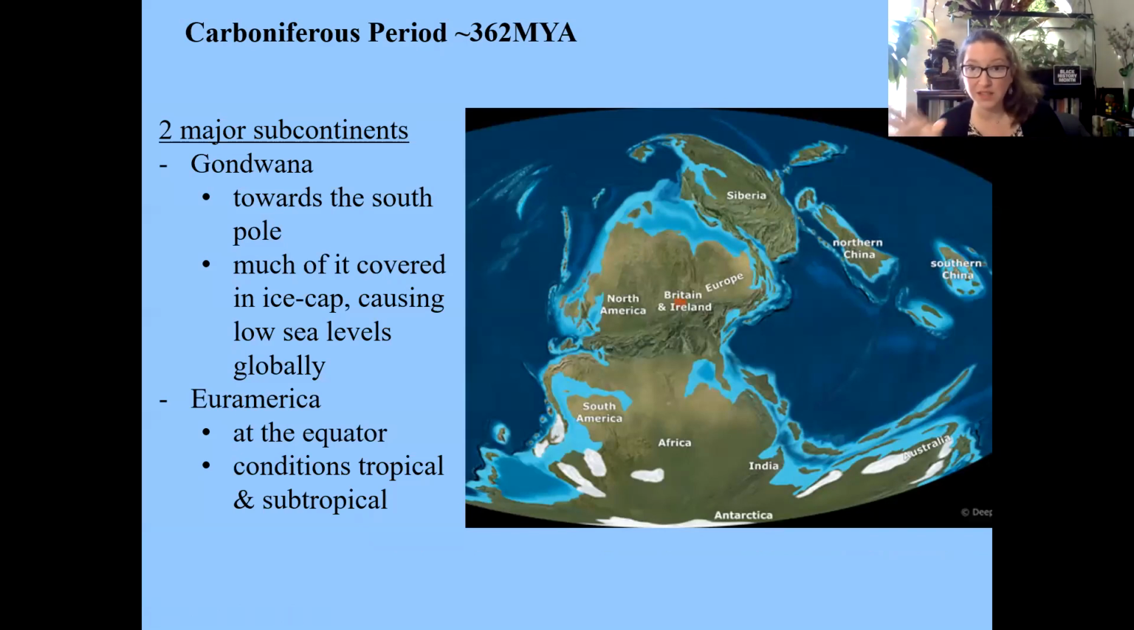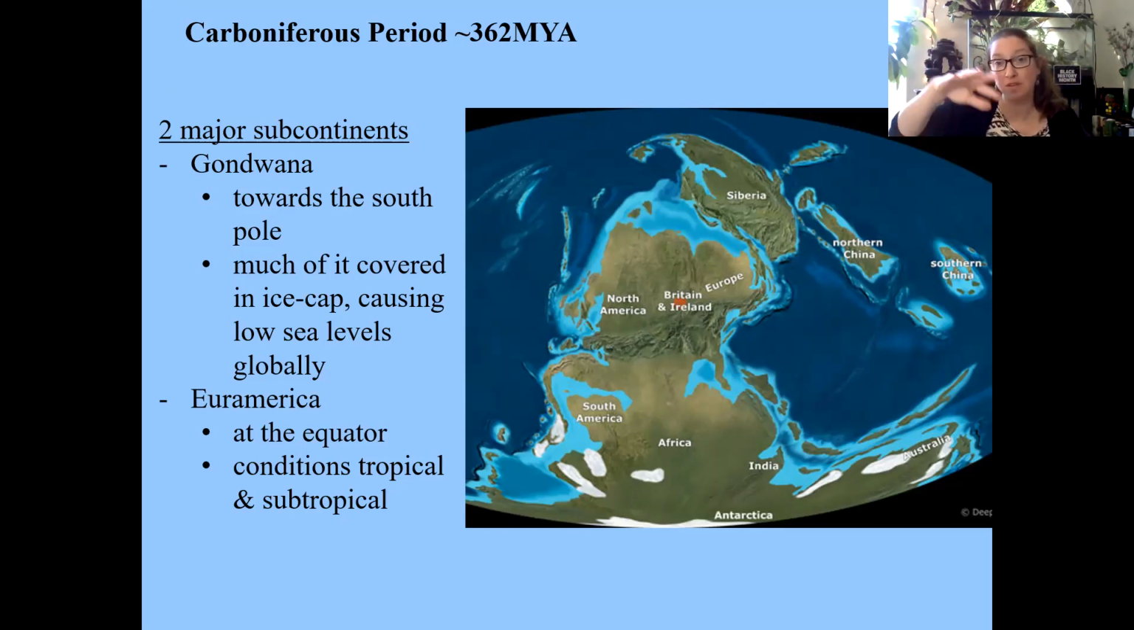So in this map, they're showing you two major continents during the Carboniferous period. You have Gondwana, which is the area toward the South Pole, the one that has in it like India, Africa, South America. And a lot of that subcontinent is covered in ice. Because of that, it made the sea levels get very low because so much ice was held on that land mass near the South Pole. Instead of being in the ocean, right? It was held up in ice.